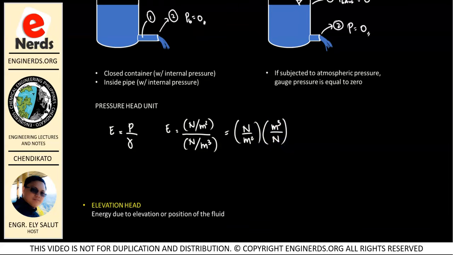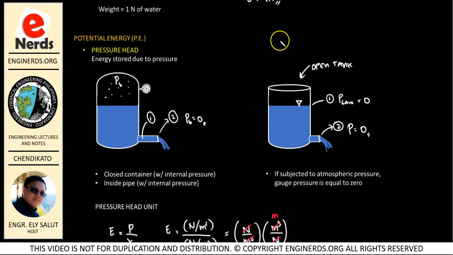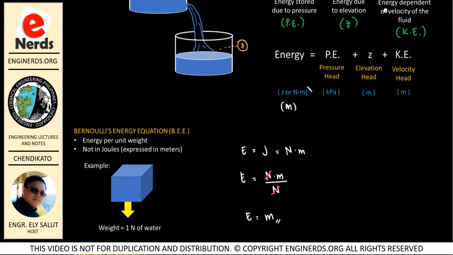Okay? So having that, we have our newton on numerator and denominator. So this will be cancelled out. Then we have square meter here, which will be cancelled out. Ang matitira sa atin is meters. Therefore, our unit in our pressure head will be in meters. Okay, so we are clear now here. Our unit is in meters.